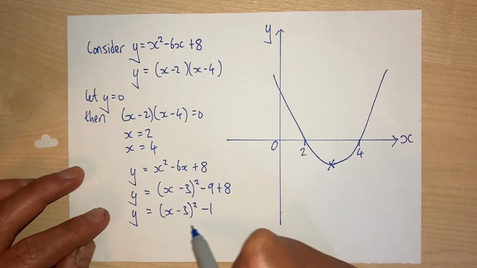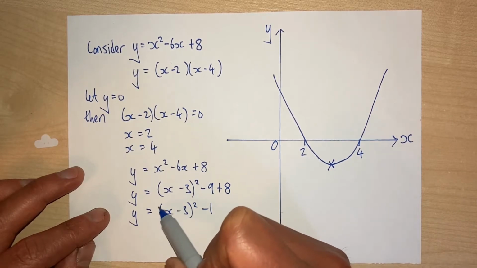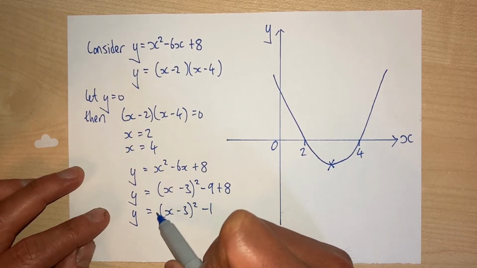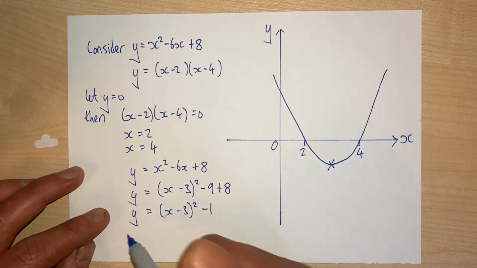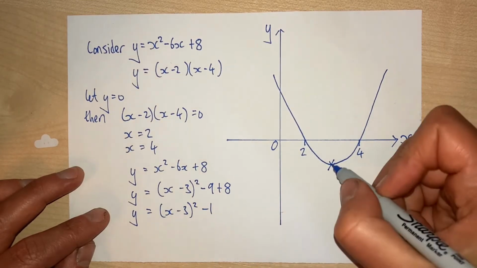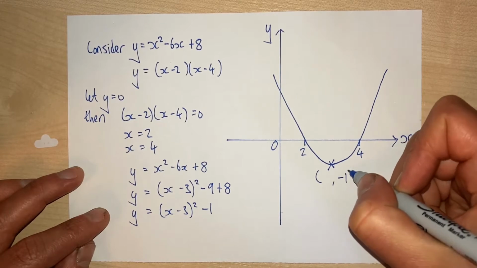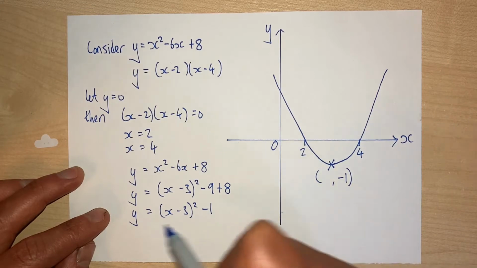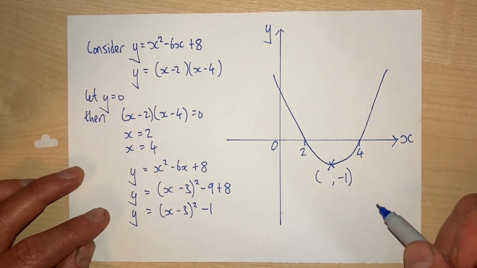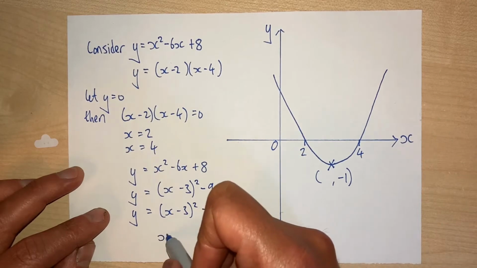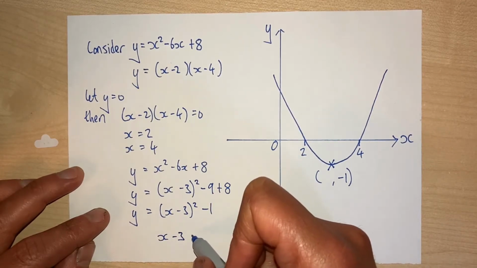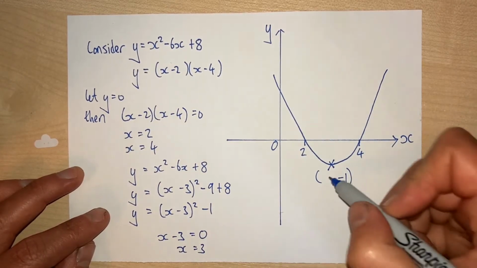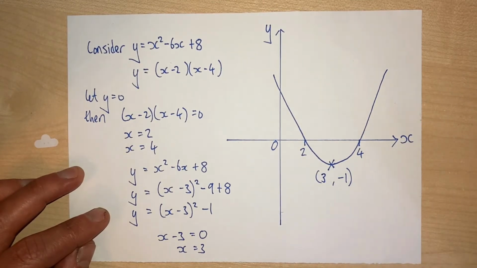Now we can see in this form that the lowest value you're ever going to get by squaring a number is 0, and that's from 0 squared. And if we let this equal 0, then we end up with y equals minus 1. So this point has a y value of minus 1. What's the corresponding value of x that makes this y value minus 1? Well, we need to solve the equation x minus 3 equals 0. That tells us that x equals 3.